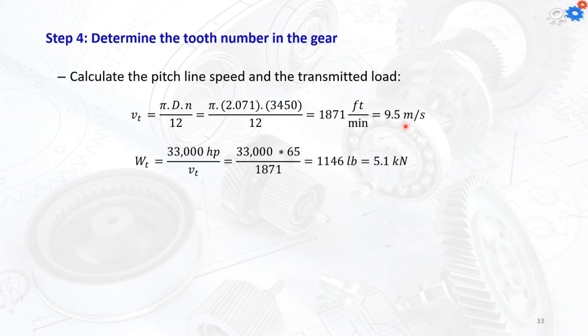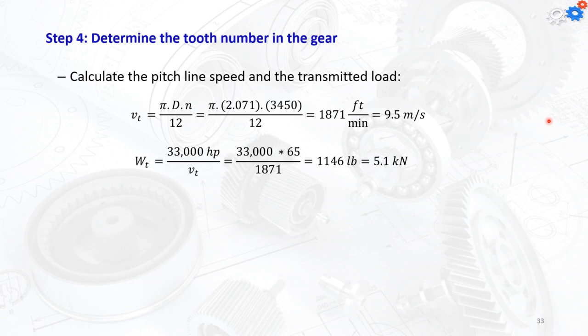feet per minute. For the tangential force, we know the horsepower is 65, and the VT is calculated as 1,871. So we find that the tangential load is equal to 1,146 pounds, which is equal to 5.1 kilonewton. Now we do the calculation for the number of teeth on the gear.